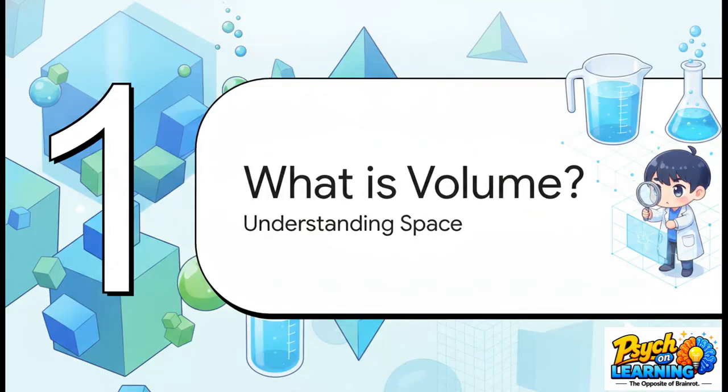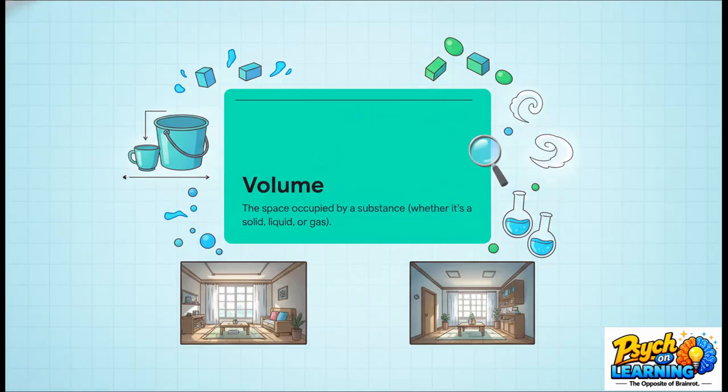Section 1. What is volume? Understanding space. Let's dive right in. Okay, so the absolute most crucial thing here is just understanding what the word volume actually means. Very simply, volume is the space occupied by a substance. And that substance can be a solid, a liquid, or even an invisible gas.